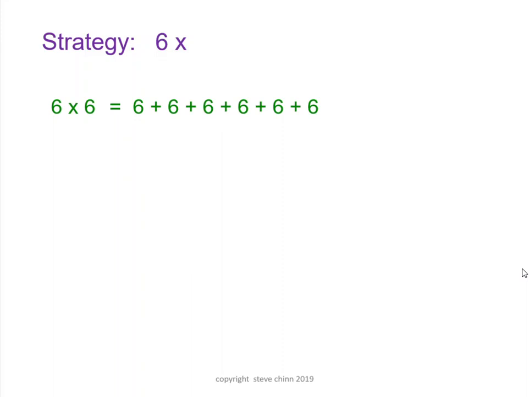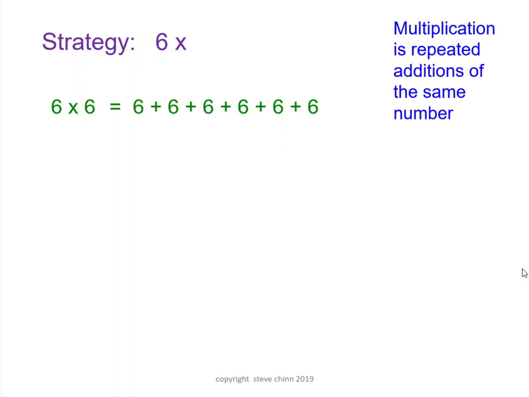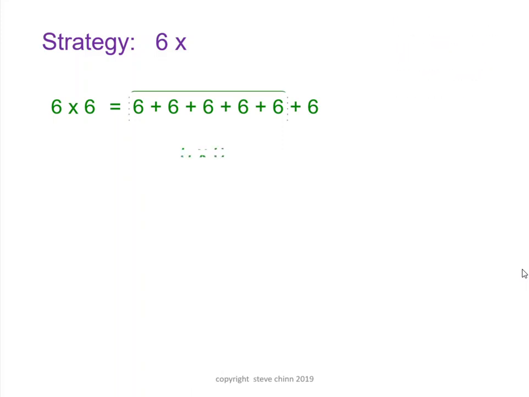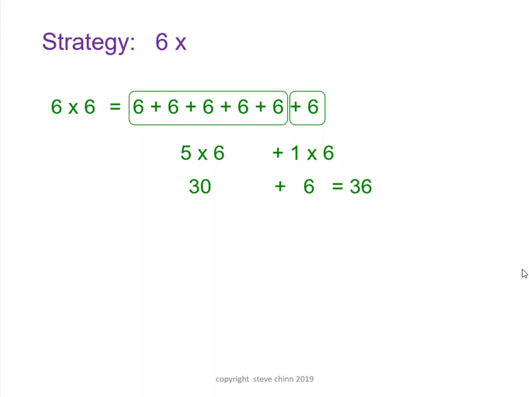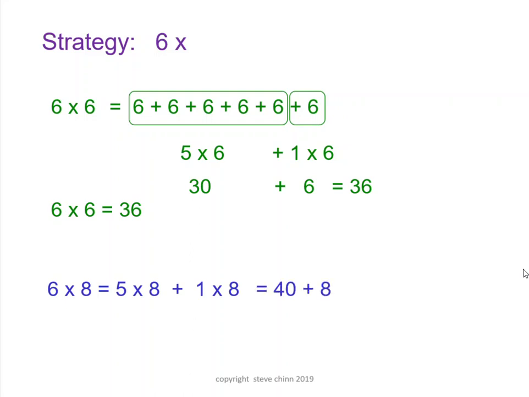So there's my 6 sixes as repeated addition of the same number. Here's my chunking, 5 lots of 6, 1 lot of 6. So you need to know 5 sixes are 30, 1 six is 6. We get 36. And if you want to do 6 eighths, it's 5 lots of 8 plus 1 more 8, 48. Let's show you 7 times, because the principle's the same.